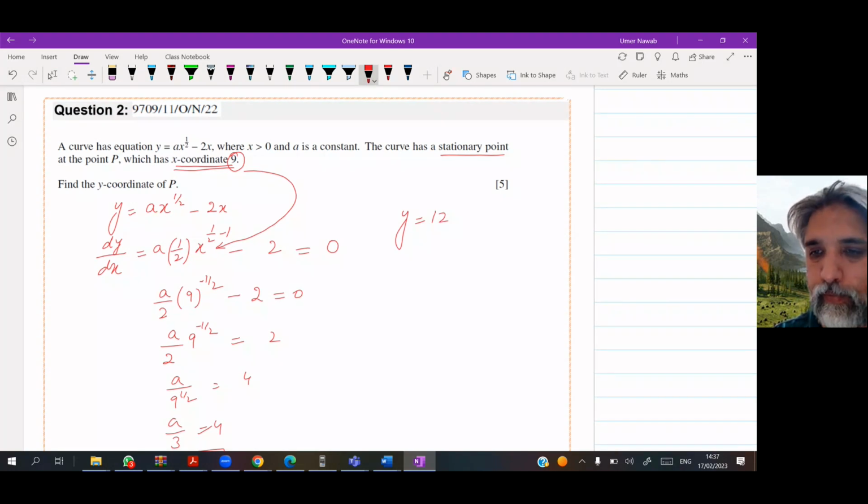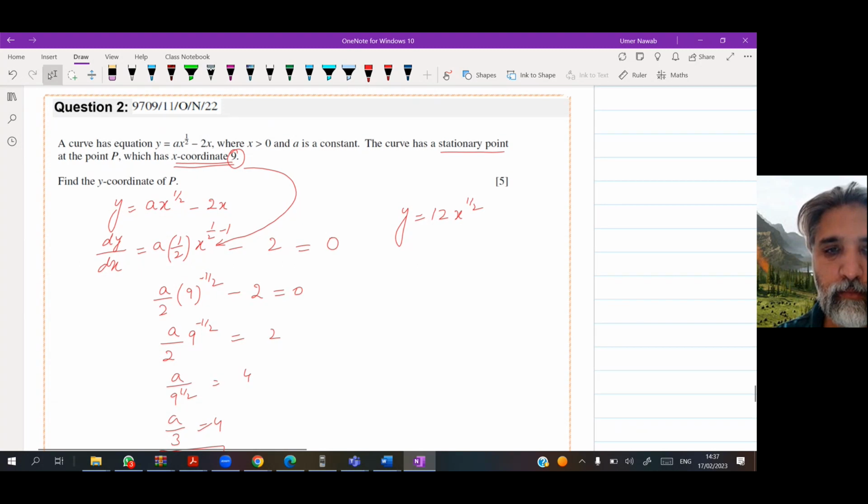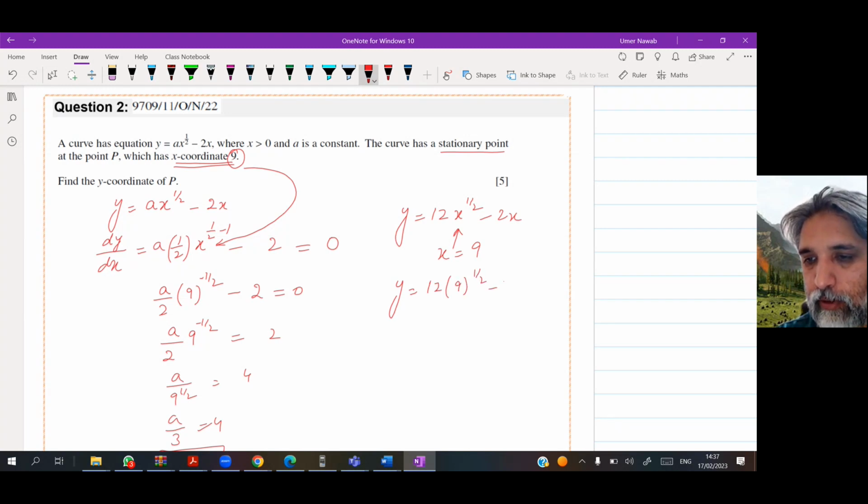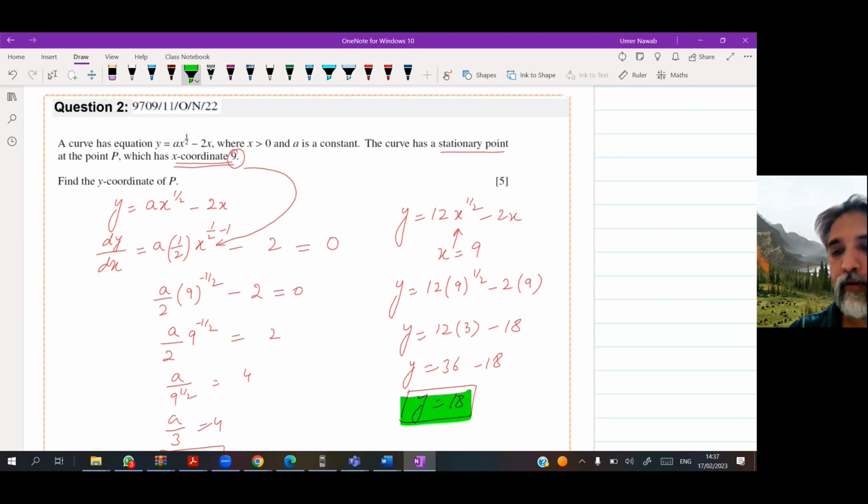So 12x raised to the power 1 over 2 minus 2x. The value of x is already given to you, 9. Plug it back here into the equation because we want to find the y coordinate. 9 raised to the power 1 over 2 minus 2 times 9. This is 3 times 12, this is 36, minus 18. So y equals 18. And this is the y coordinate of point P that is required to find.